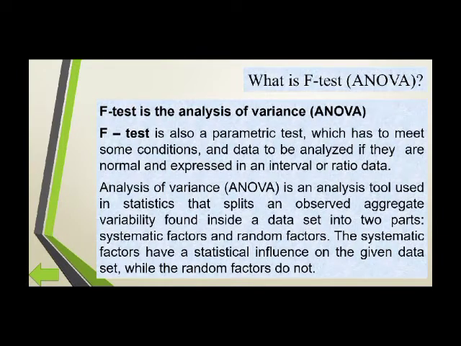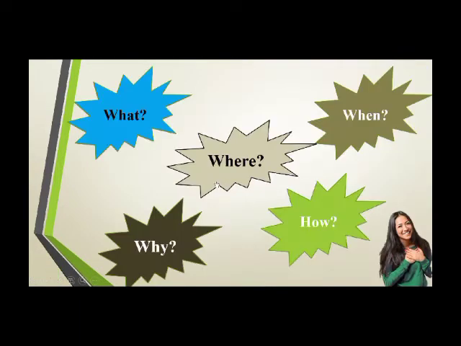Analysis of variance or ANOVA is an analysis tool used in statistics that splits an observed aggregate variable found inside the data into two parts: the systematic factors and the random factors. The systematic factors have a statistical influence on the given data set, while the random factors do not. So that is F-test or the ANOVA.